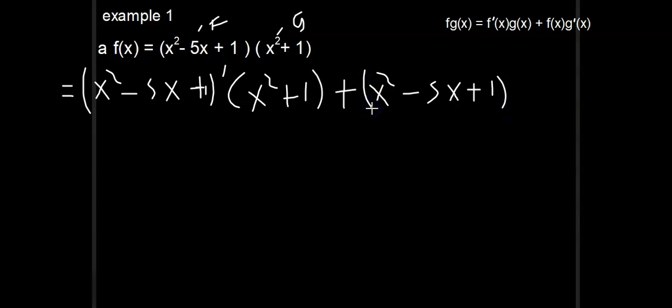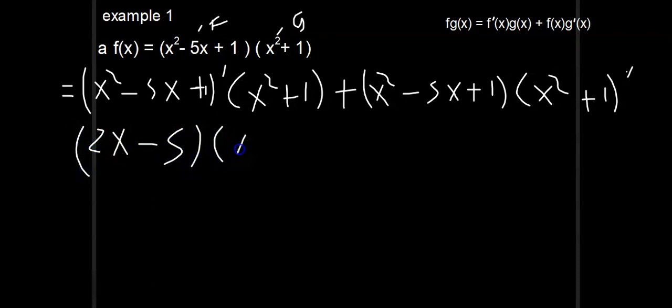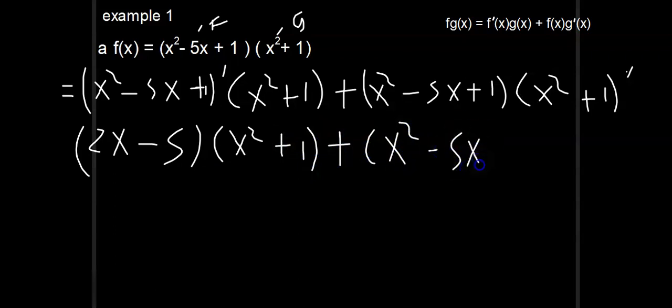And lastly, I'm going to derivate the x squared plus 1, or the g of x. This thing is just the derivative sign. So when you derivate x squared minus 5x plus 1, you get 2x minus 5. Then I write the g of x as it is, x squared plus 1. And then I also write the f of x as it is, x squared minus 5x plus 1. Now I derivate the g of x. When you derivate x squared plus 1, you get 2x.